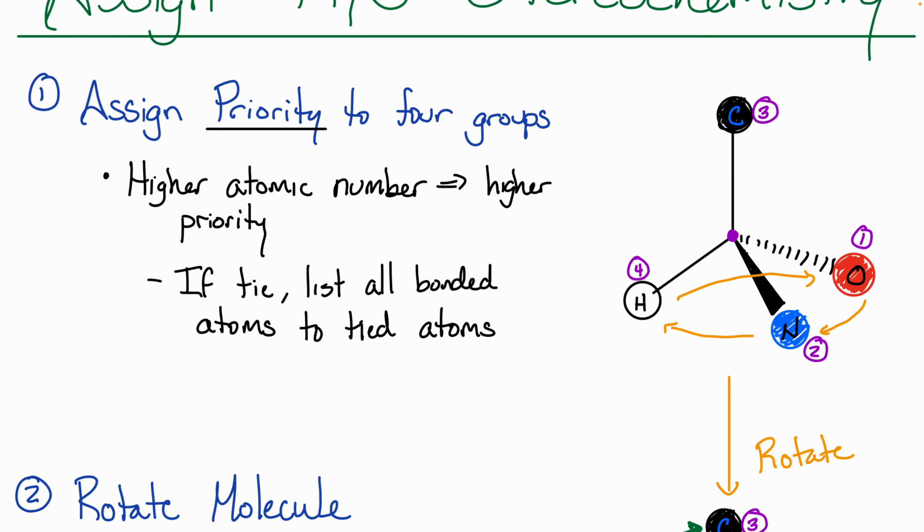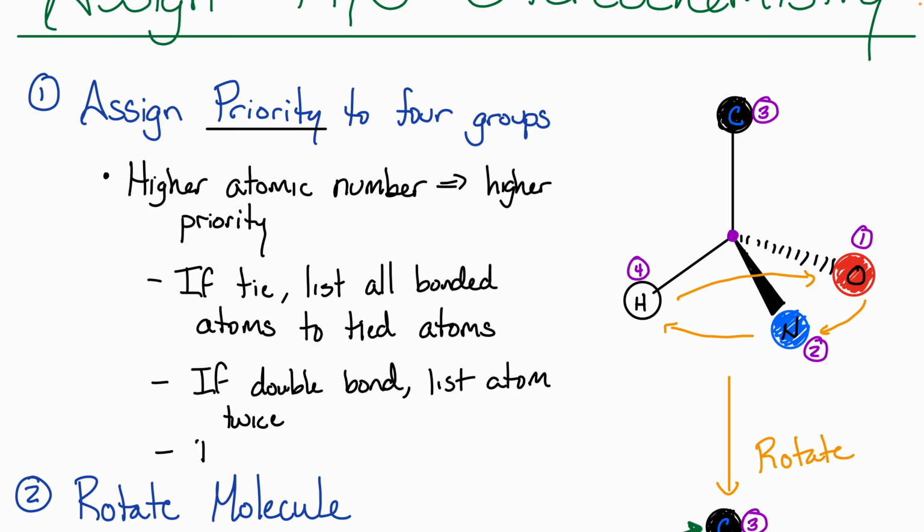Okay, we're going to just make a note here that if it's a double bond, list the atom twice, or if it's a triple bond, list it 3 times. All right, we'll show some examples of that later on here.